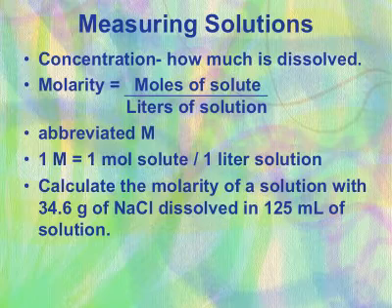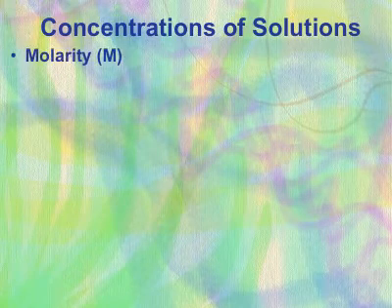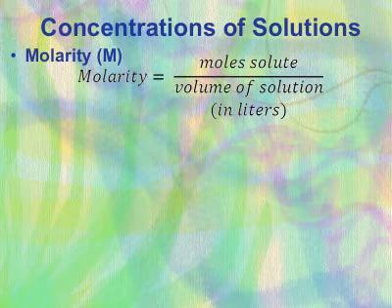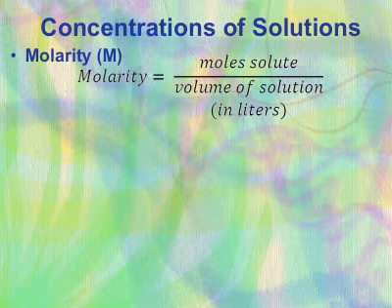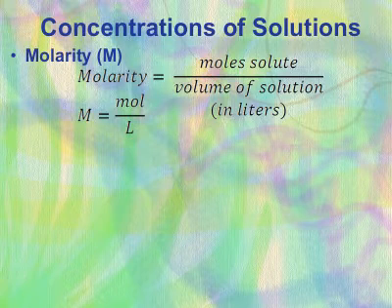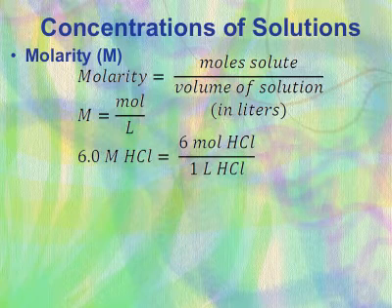Okay, so molarity, capital M, again means we have moles of solute divided by our volume of solution in liters. Shorthand for moles is mol, liters is a capital L. So for instance, if I'm given a 6 molar hydrochloric acid solution, to make this, I take 6 moles of hydrogen chloride and I dissolve it in 1 liter of whatever to get my 6 molar hydrochloric acid solution.